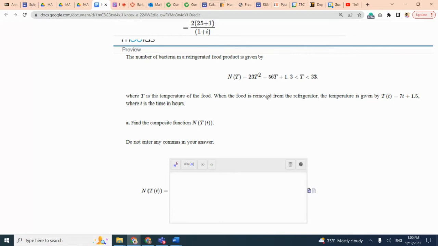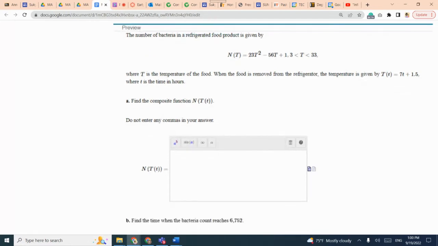Okay, so this problem is to find the composite function. Do you remember this problem from your homework? Some of you might not have this problem because sometimes it randomizes to pick some problems from the question bank. So here we have the number of bacteria in refrigerated food products is given by the following, where capital T is the temperature of the food. And when the food is removed from the refrigerator, the temperature is given by T of small t, where t is the time: 7t plus 1.5. Find the composite function N of T of t.